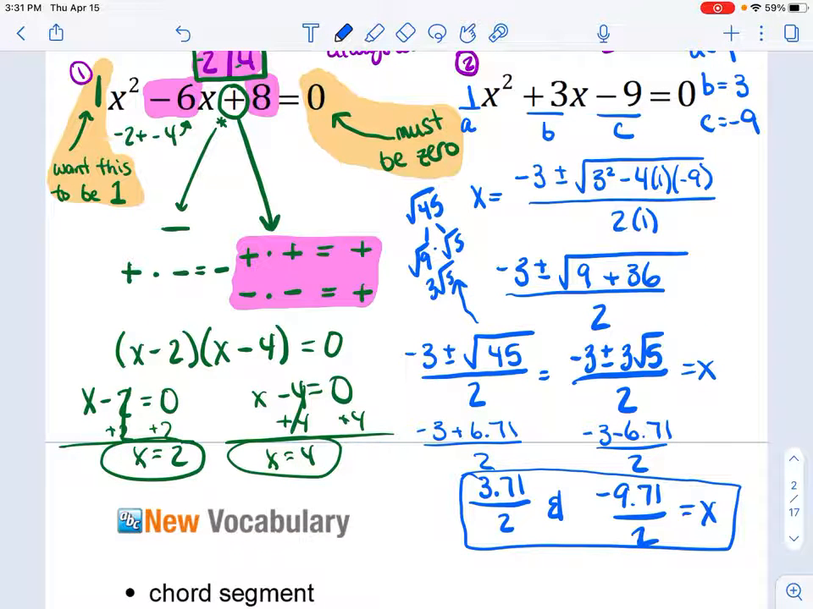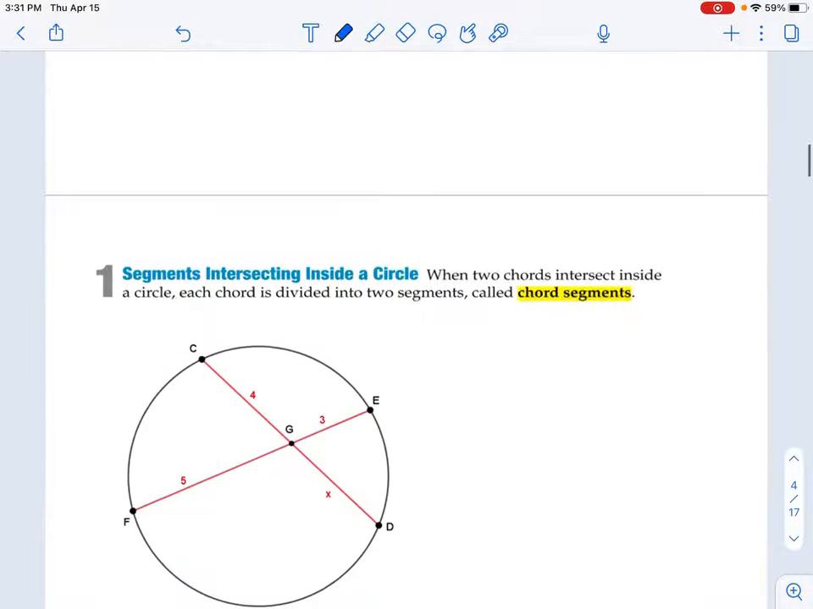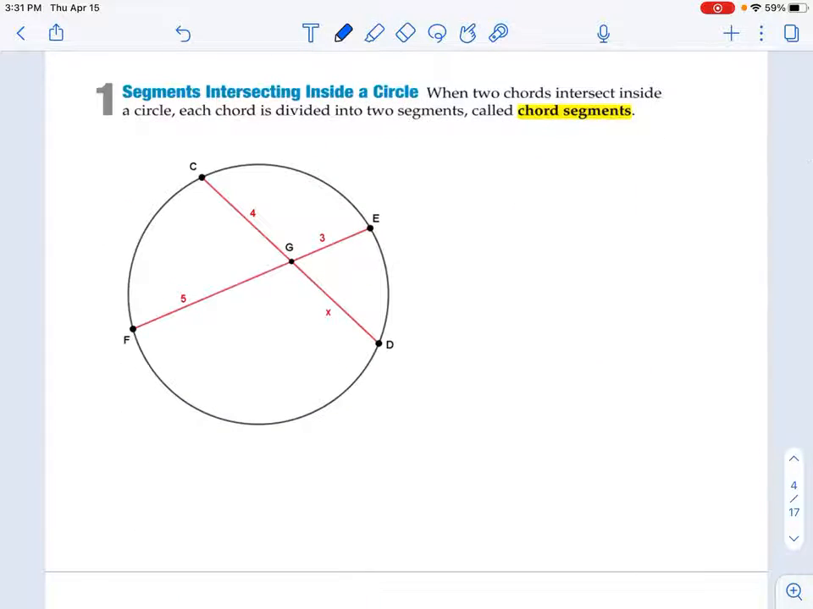Now we're going to move on, and we'll end up using some of those in our notes. So new vocab, we have chord segment, secant segment, external secant segment, and tangent segment. So first thing, segments intersecting inside a circle. When 2 chords intersect inside a circle, each chord is divided into 2 segments called chord segments. So these chords intersect right here at point G inside the circle. So we have chord segments here and here and here and here.